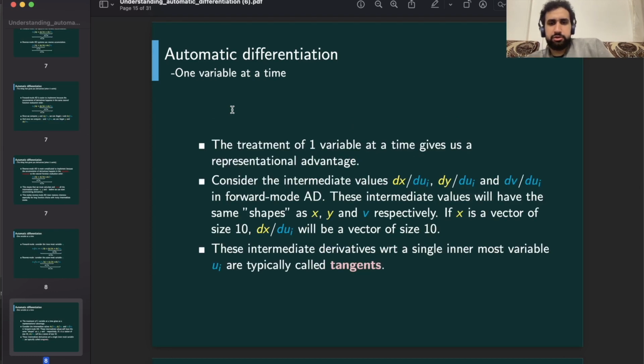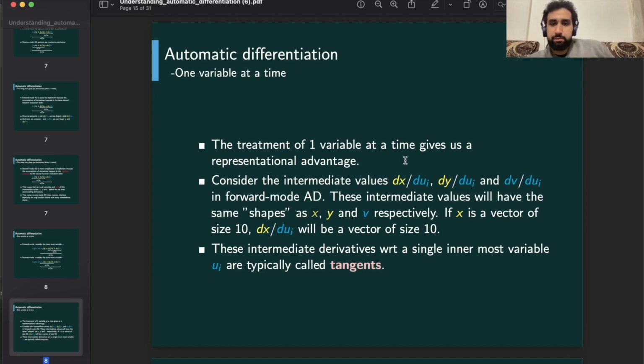So moving on, the treatment of one variable at a time actually gives us another advantage, and I'm calling it here a representational advantage. Basically, if you consider the intermediate values dx by dui, dy by dui, and dv by dui, these essentially are just derivatives or Jacobians of some vector by a single variable. So this is a 3 by 1, this is a 3 by 1, and this is a 3 by 1. But the key thing is that this will be the same shape as x, the dy dui will be the same shape as y, and the dv dui will be the same shape as v.